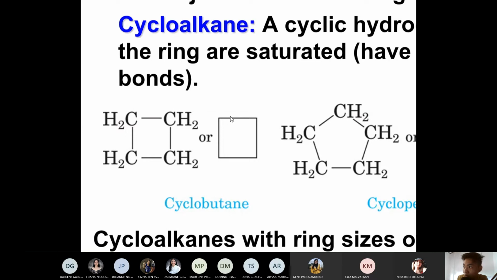This part, ganun din. So may 2 bonds na. Okay, may dalawang bond na dyan. So pwede pa yung dalawang hydrogen. So another CH2 and so on and so forth, no? So mostly kapag naka-circular, puro CH2 yung carbon sa vertices ng circle, or ng ring, no? Okay, so that is cyclobutane, no?